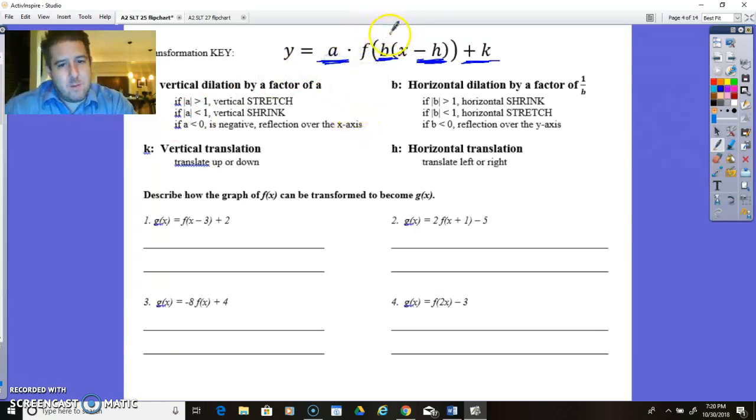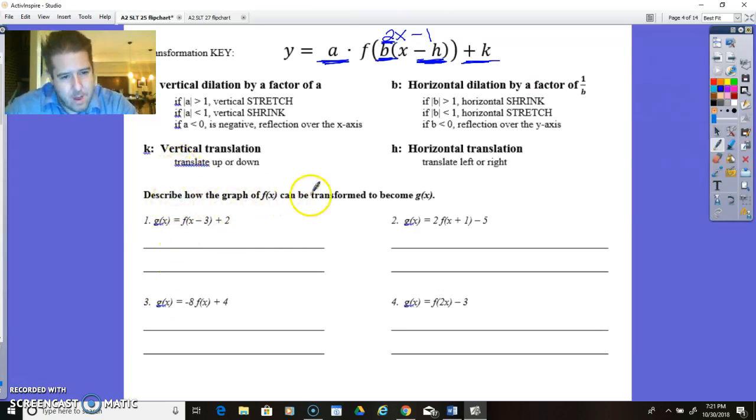What I mean by that is, what if it's 2x minus 1 on the inside? That 2 is greater than 1, so therefore that's going to give you a horizontal shrink. It's going to make it compress together. Whereas we're talking about vertical stretch, that means going like this, and vertical shrink would be going like this.